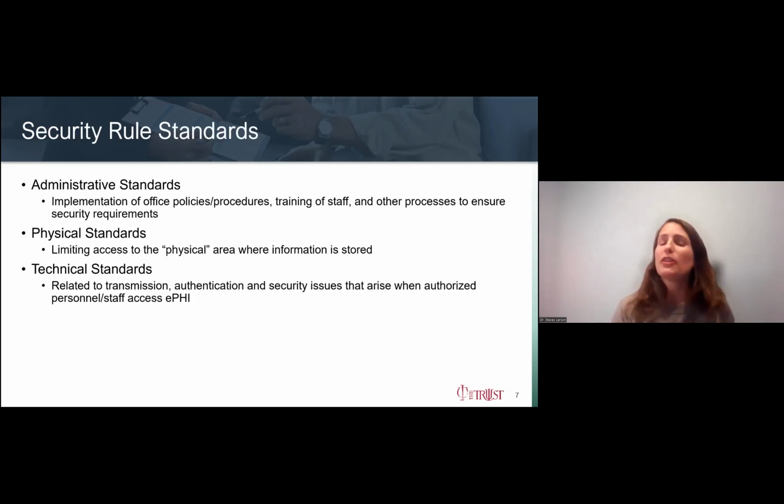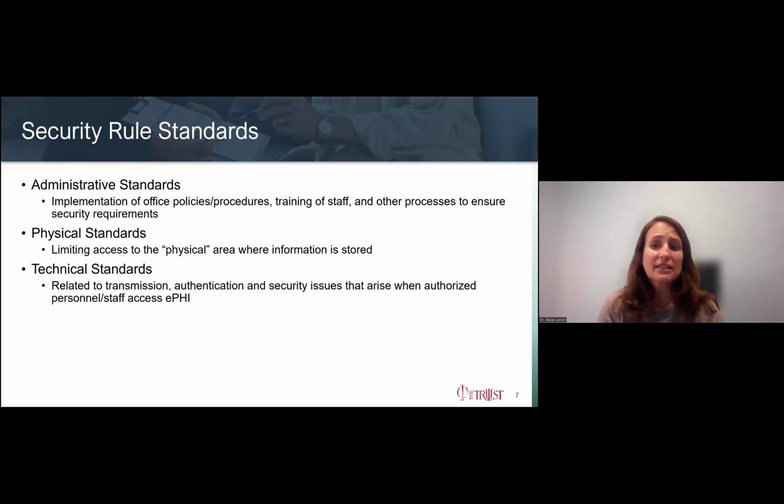So this is the bread and butter of the security rule. The security rule is made up of 3 standards, and underneath those standards, there are required and addressable implementation specifications within each one of those standards. I'm not going to get into that level of granularity here because it's just going to be a little bit overly confusing. Some of the things further on we can talk about, but I'm going to definitely give examples here, and we're going to walk through these step by step.